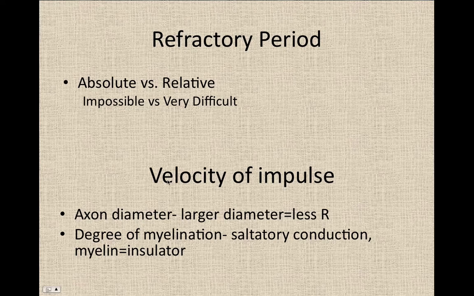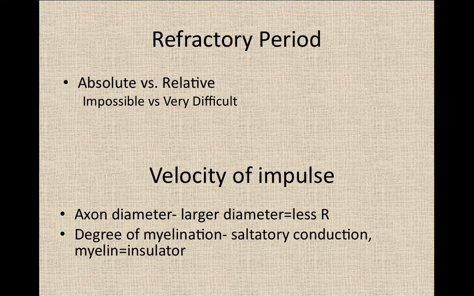Okay. So the velocity of the impulse depends on the diameter of the neuron. So the larger the diameter of the neuron, the less resistance. The less resistance, the faster that velocity can travel. Okay? And it also depends on the degree of myelination.